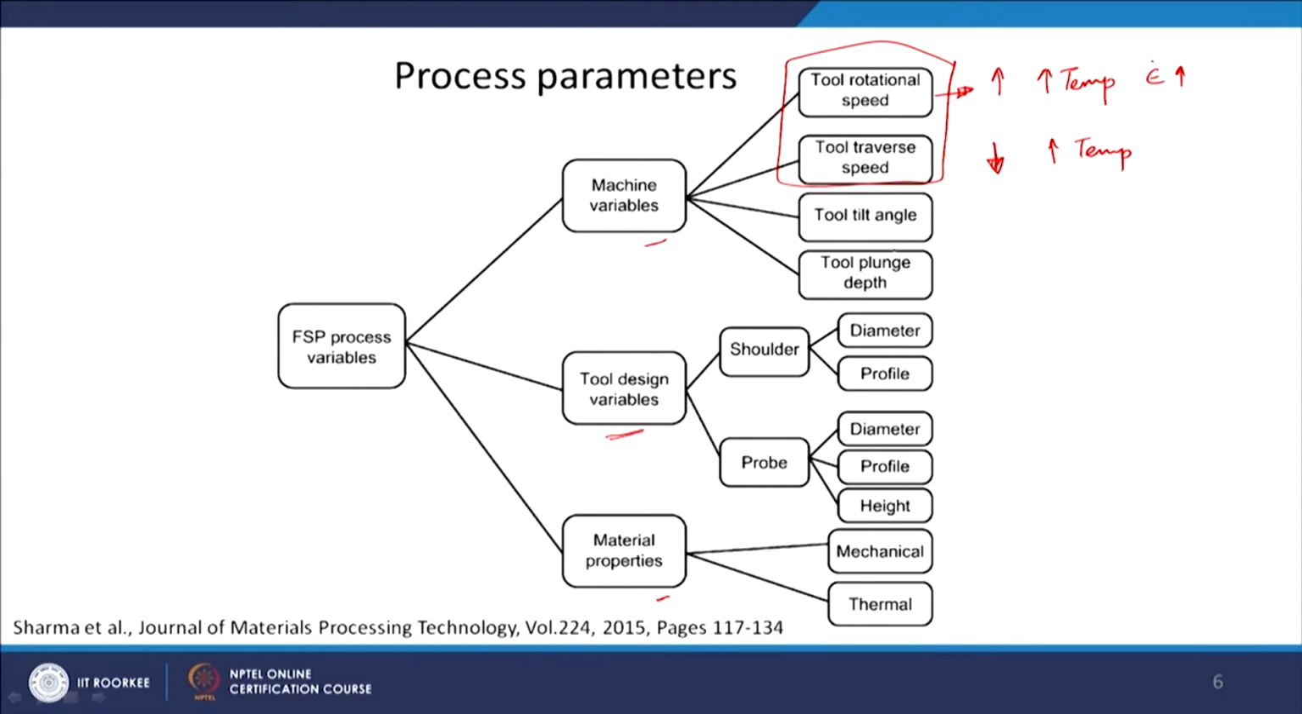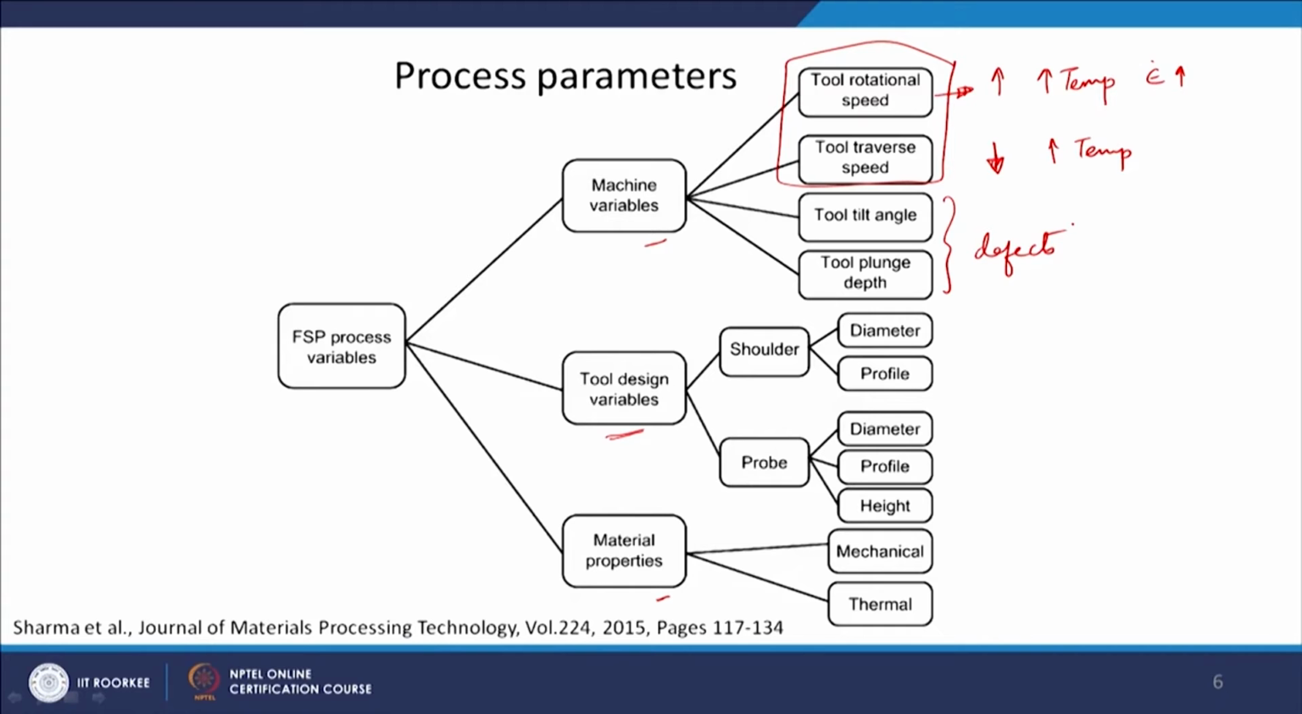Tool tilt angle and plunge depth will of course have an important bearing on the defects in this process. So, by manipulation of these two parameters, people were able to achieve defect free processing in the material.